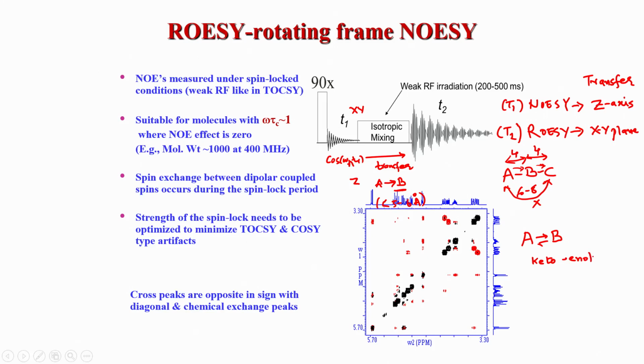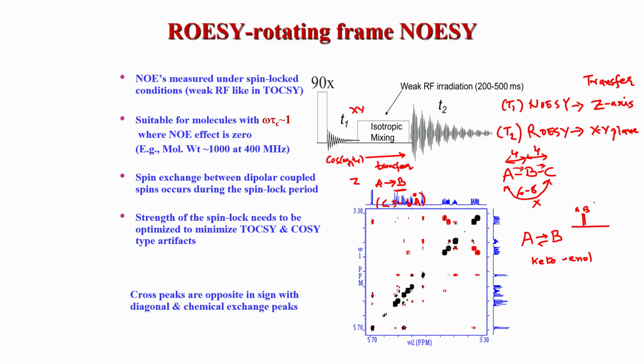Keto-enol transformation is a kind of structural change or conformational exchange between two different structures of the same molecule. This can happen slowly, or the exchange can be fast. Whether it is fast or slow depends on the chemical shift difference between A and B and the rate of this reaction. Remember, when we say fast or slow exchange, it all depends on how close the peaks are in the spectrum. If A and B are very close, then it is very difficult to figure out the exchange; the exchange will always look very fast.